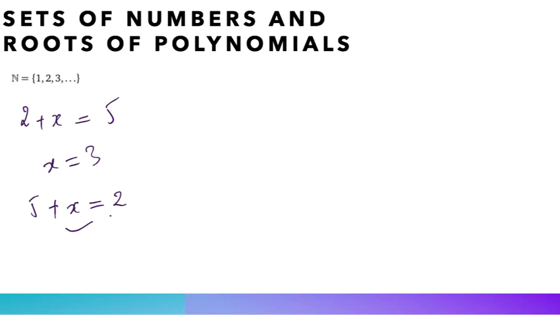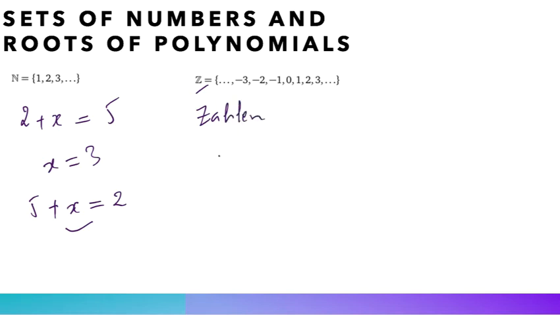and never hits 2. So in order to solve this equation, one needs to create a new set of numbers bigger than N, which includes all the positive and all the negative integers and 0 as well. Z here refers to the word Zahlen, which in German means numbers.